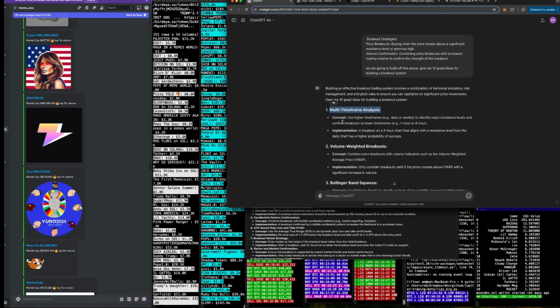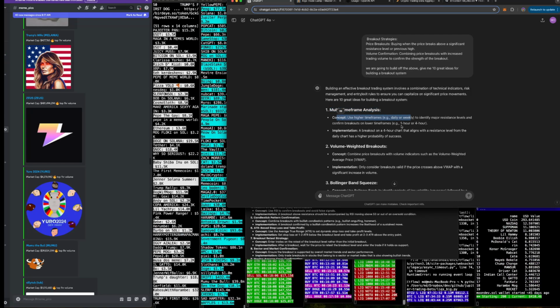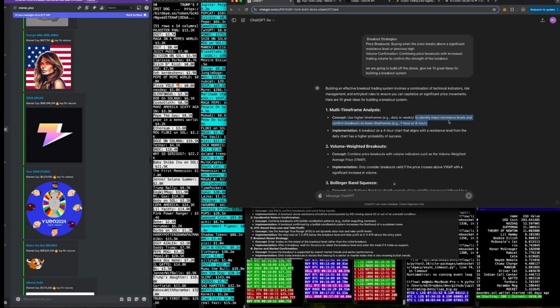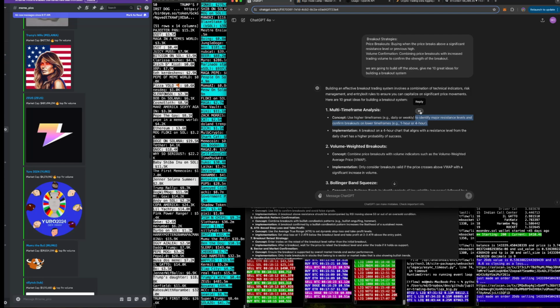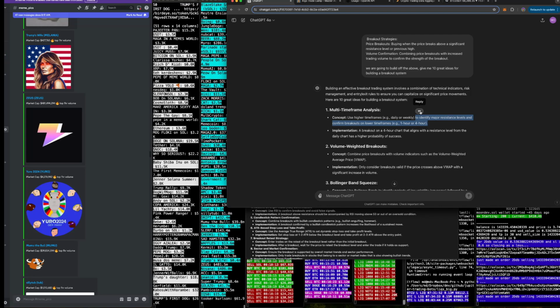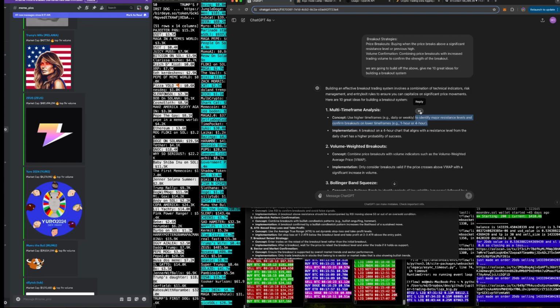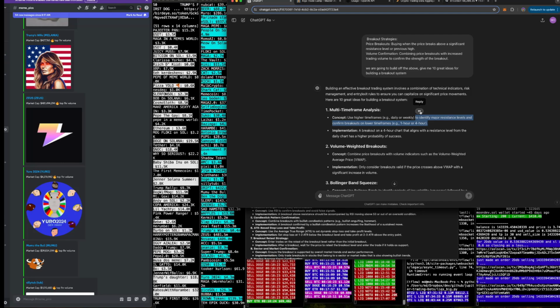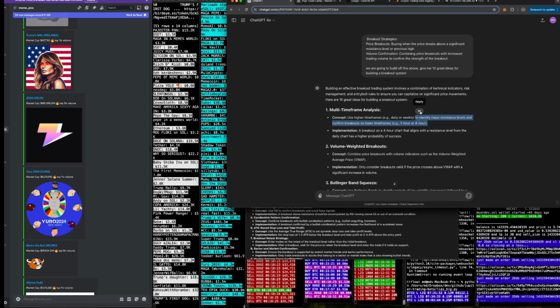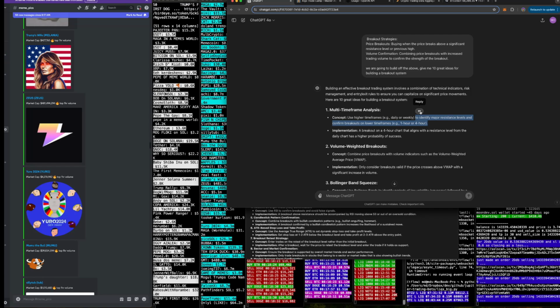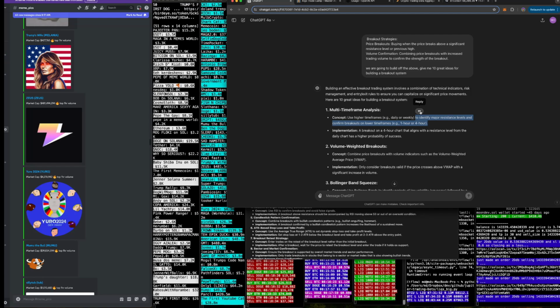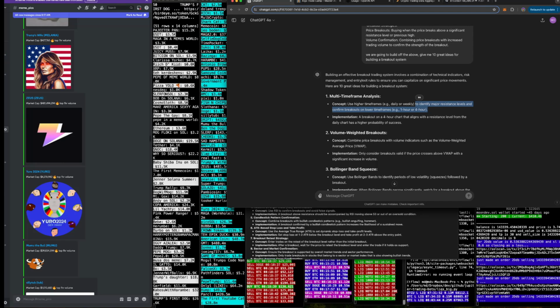Multi time frame analysis concept. Use higher time frames such as daily or weekly to identify major resistance levels and confirm breakouts on lower time frames. Okay, yeah. I think that's where we're headed, but we'll see. Implementation: a breakout on the 4-hour chart that aligns with a resistance level from the daily chart has a higher probability of success. Volume weighted breakouts: combine price breakouts with volume indicators such as the volume weighted average price, the VWAP. Okay, that could be a good idea.